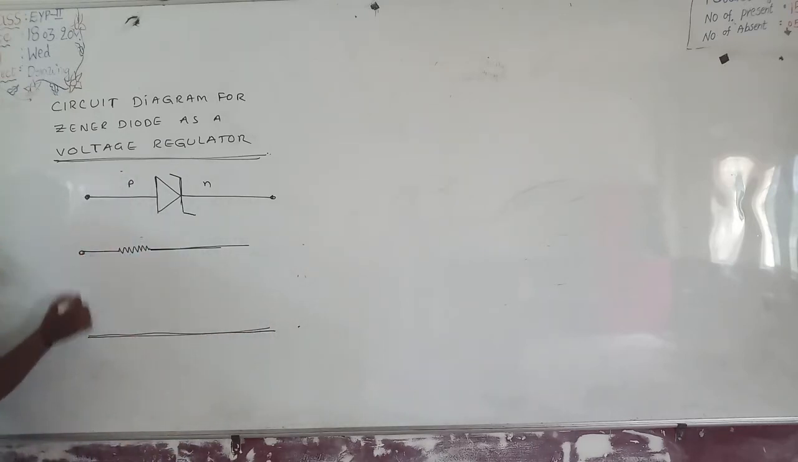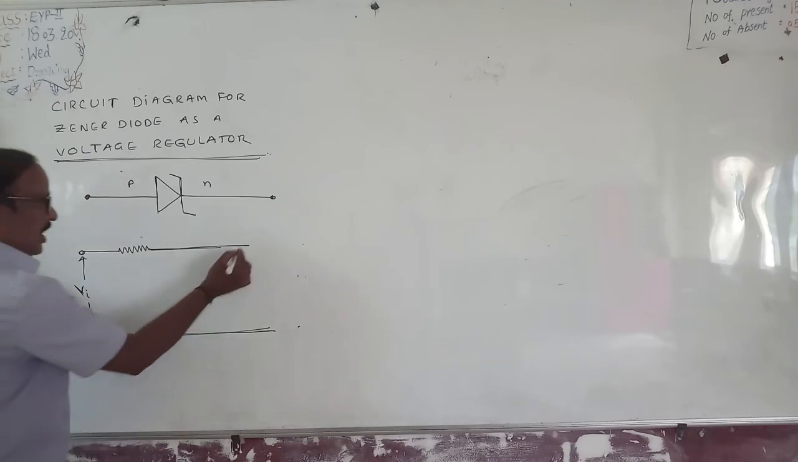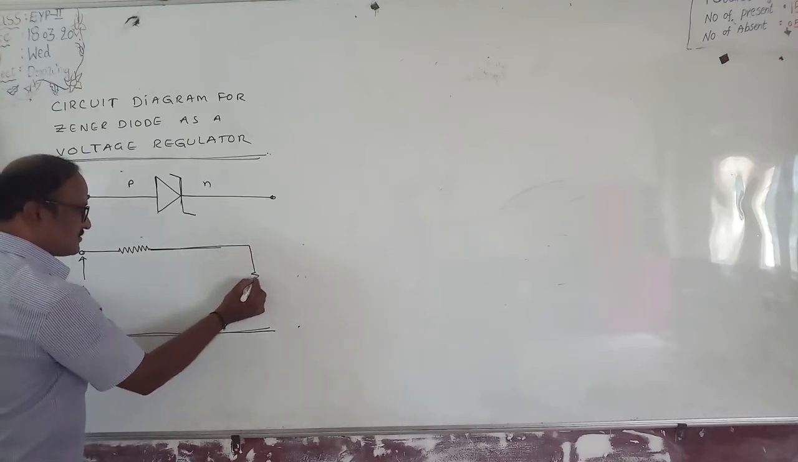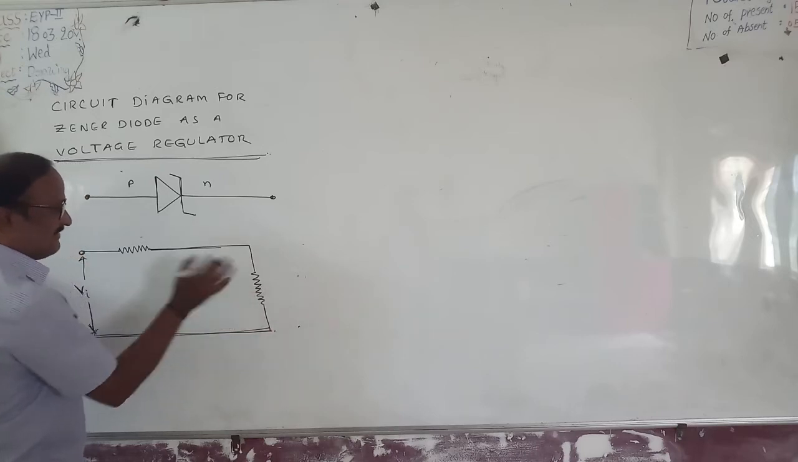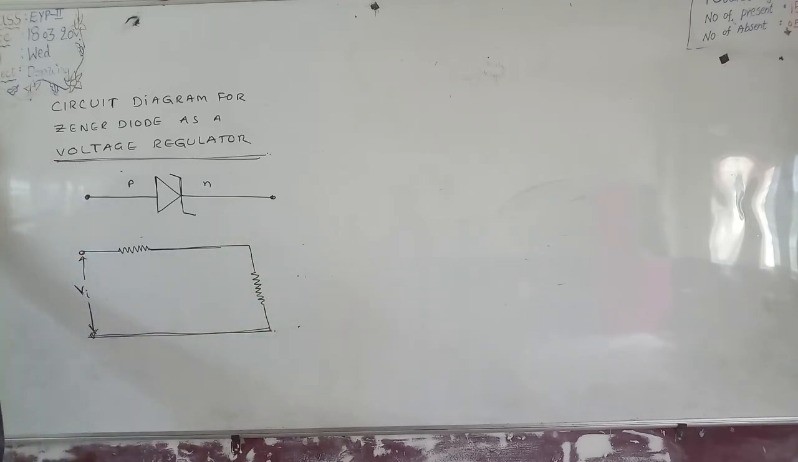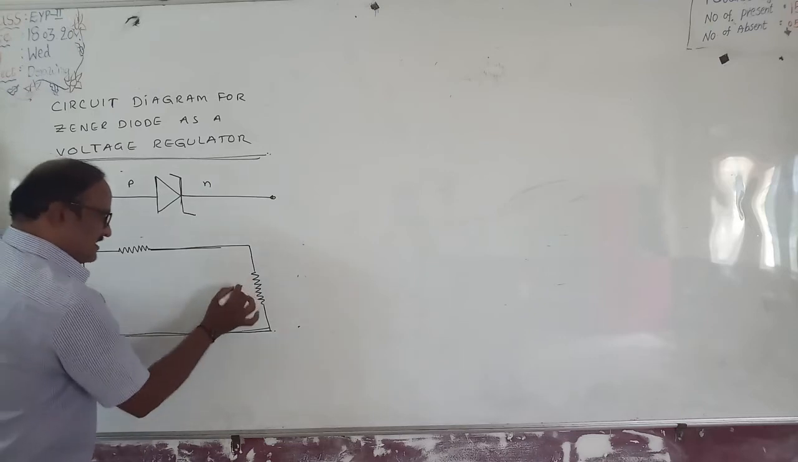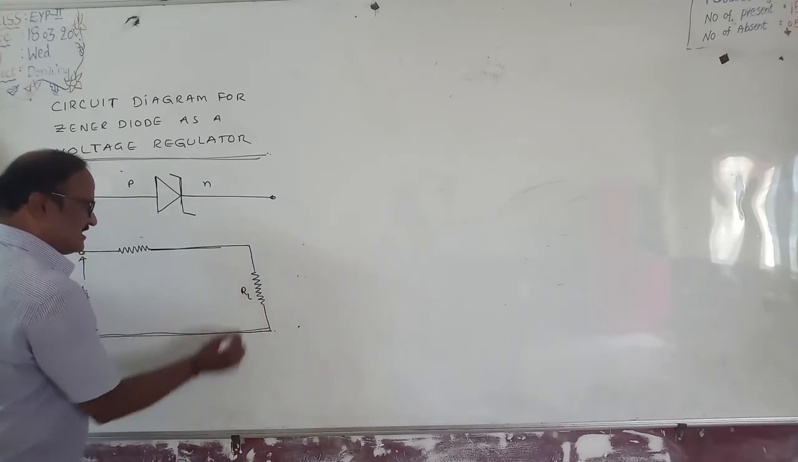Suppose here we are applying the input, in between these two. The input voltage is represented by Vi. This is the input voltage, and the output is taken across a load resistance. Load means maybe, in the case of a TV or a fridge, the resistance is equal to R.